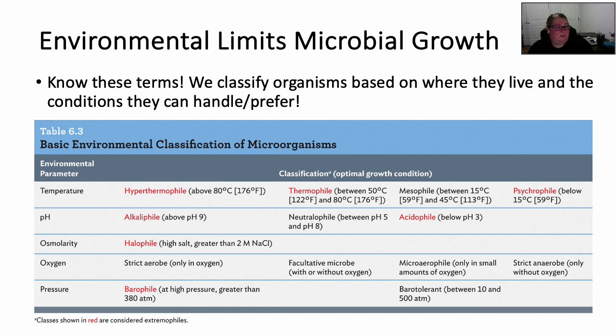Whereas we have the baryophiles. These are going to be organisms found at high pressure conditions. Okay, so greater than 380 atmospheres. Baryophiles are going to live places like at the bottom of the ocean. Like we can't go to the bottom of the ocean because of the extreme pressure, because of all the water and the air above us. So we can't go down there. We can go down in submersibles.